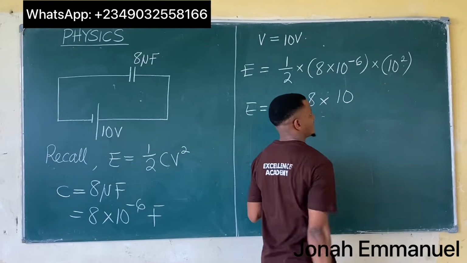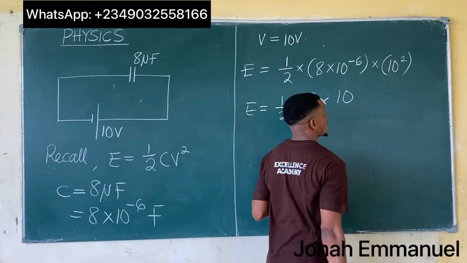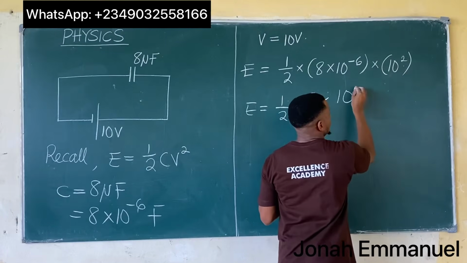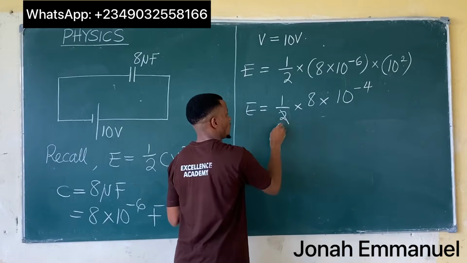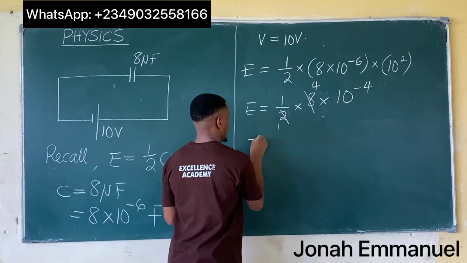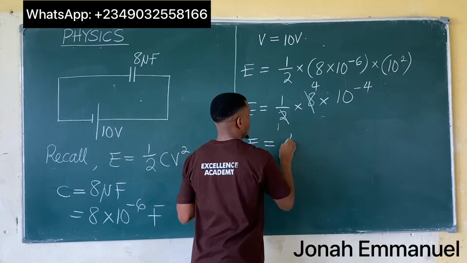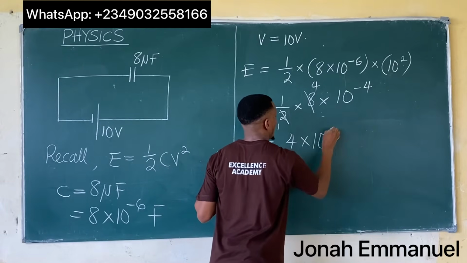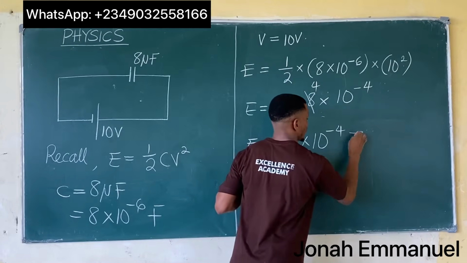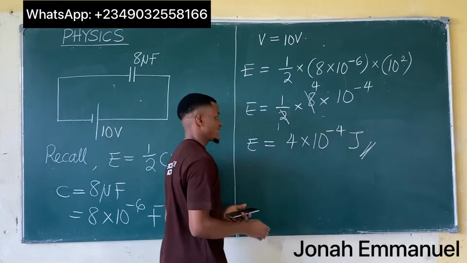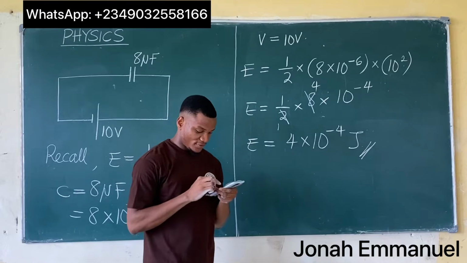The power here is minus 6, the power here is plus 2. Minus 6 plus 2 gives you minus 4. Also 2 here, 1, 2 here, 4. So E, the energy, is equal to 4 times 10 to the power minus 4. Energy is measured in joules, so it becomes this, joules. So that's the answer.